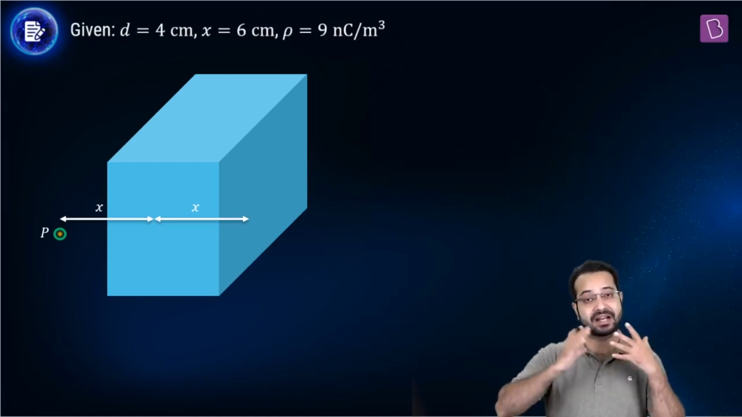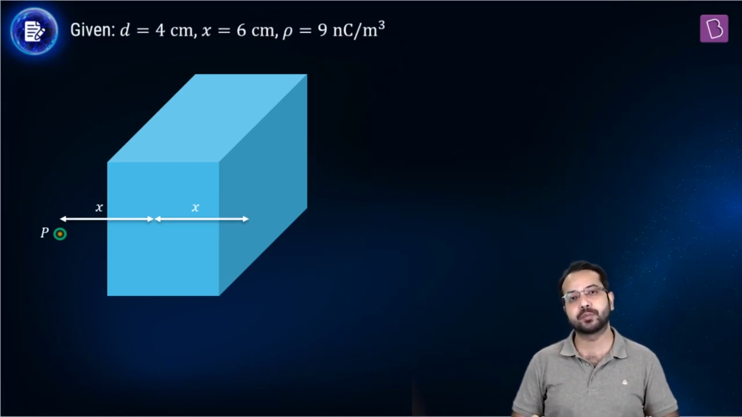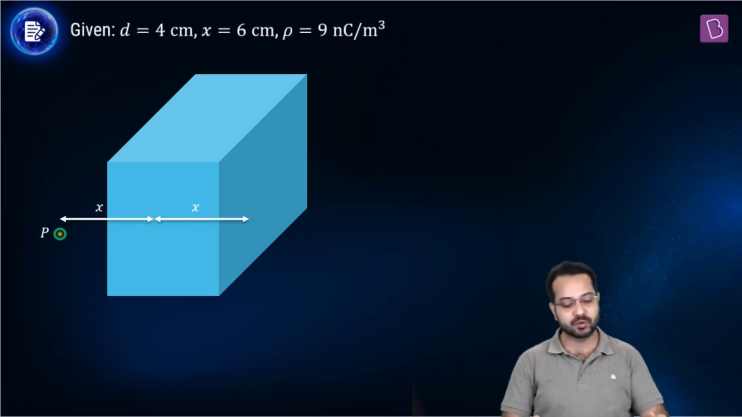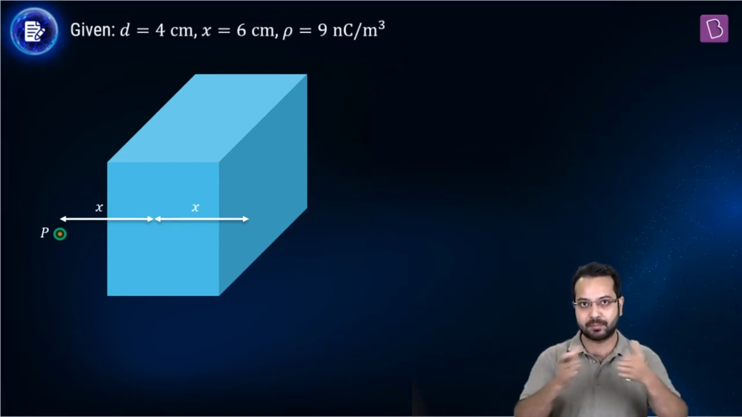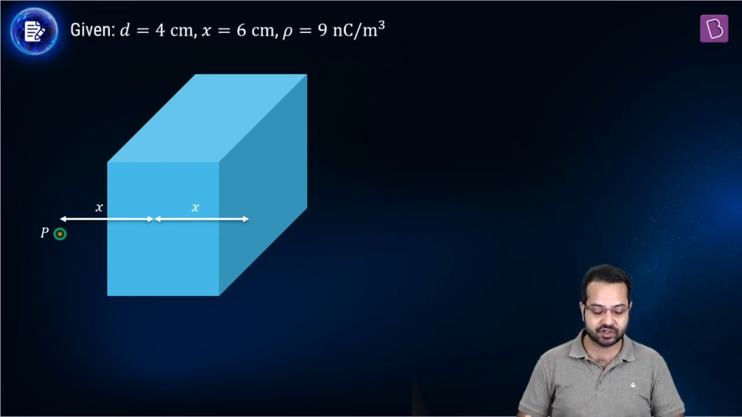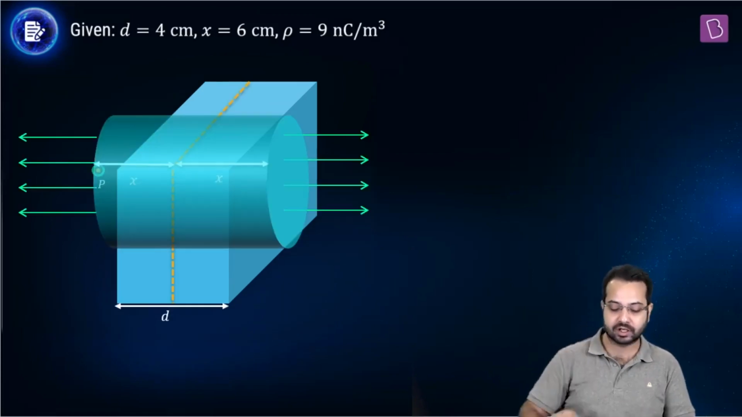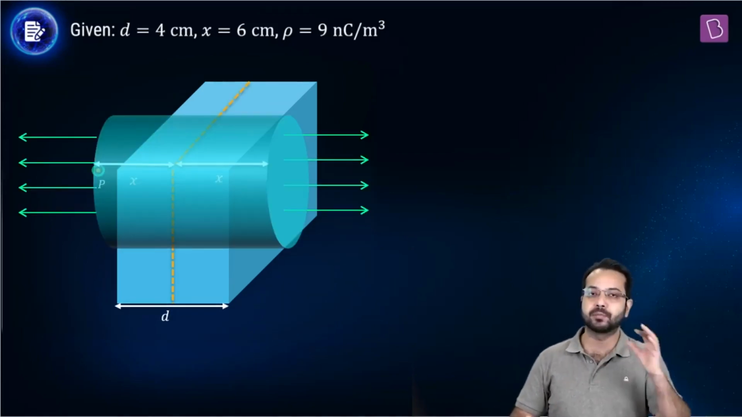We know this is infinitely large, so the electric field is going to be perpendicular to the charge distribution. Hence, it is going to be like this, perpendicular to the surface of the sheet. Okay, so the correct way of choosing a Gaussian surface would be like this.